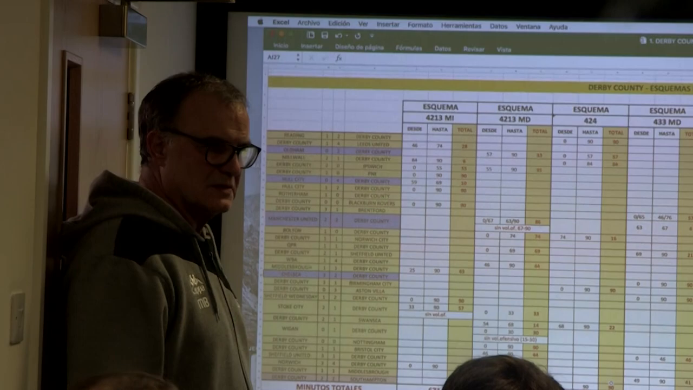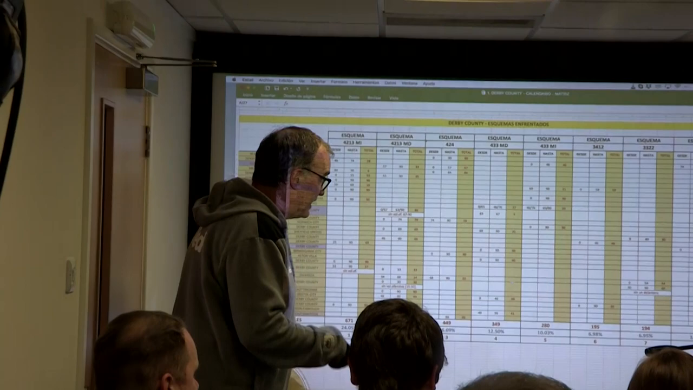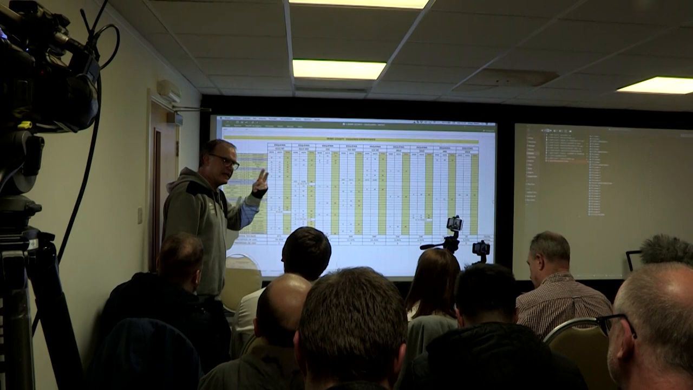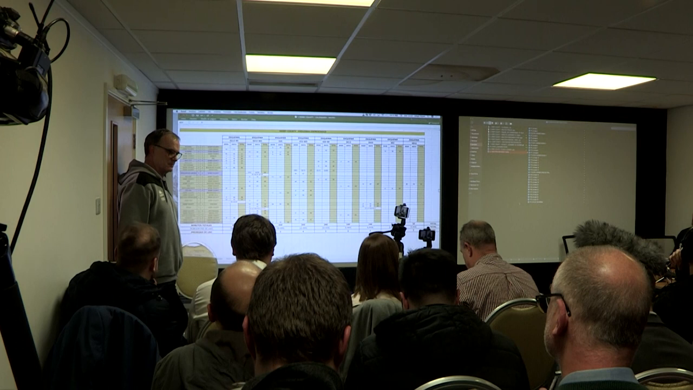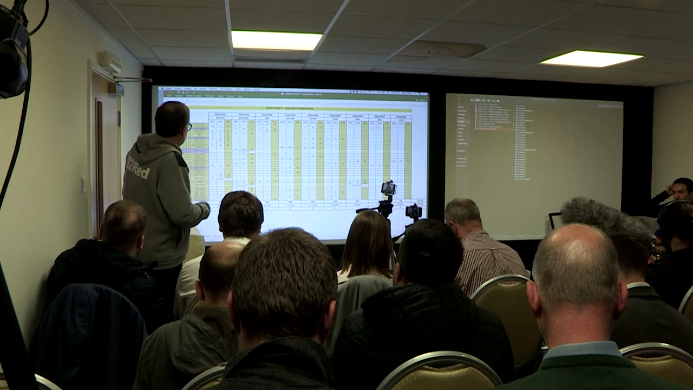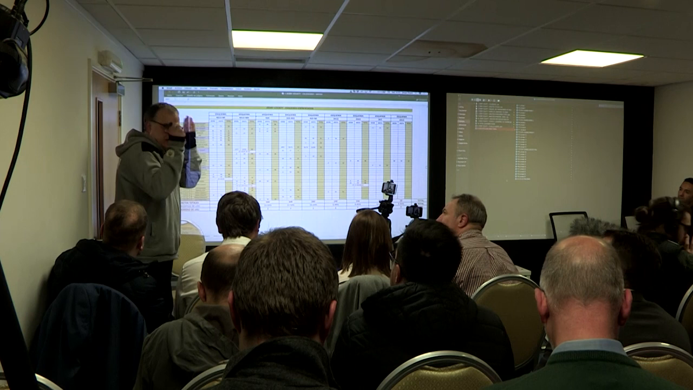All the information that this report has responds to all the questions that I have asked myself in the last 30 years regarding an opponent. But what system hurts Derby County? I don't have it in my head; it says it here.